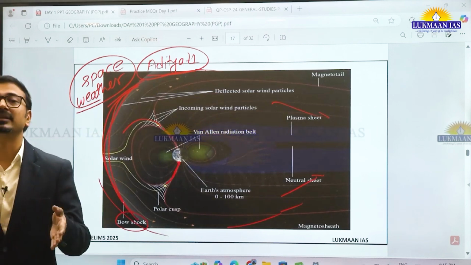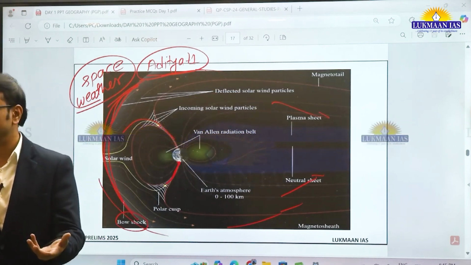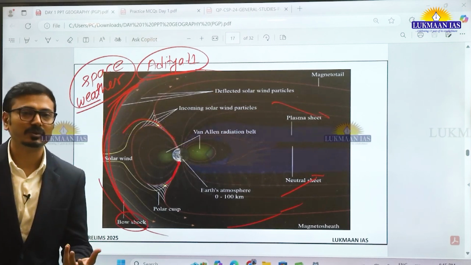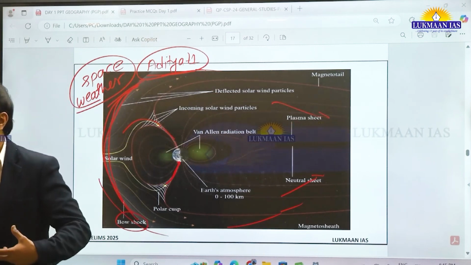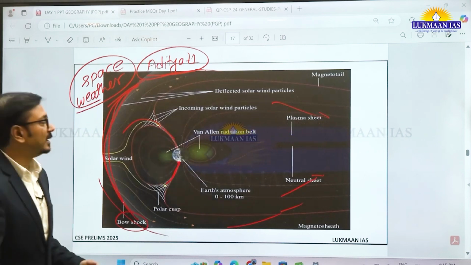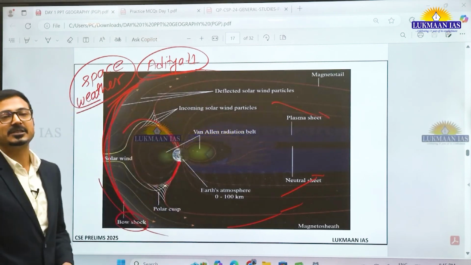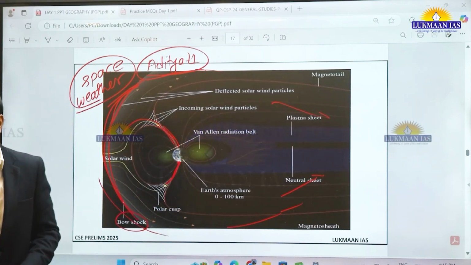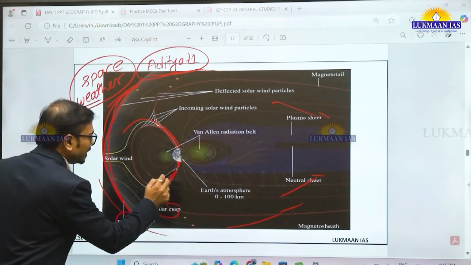Magnetic field lines descend where? Yes, they descend near the poles, or they emerge from the poles, and that's why the particles are largely entering in this region, forming this kind of shape. This is called the polar cusp, C-U-S-P. Look at this, it is a kind of funnel shape.